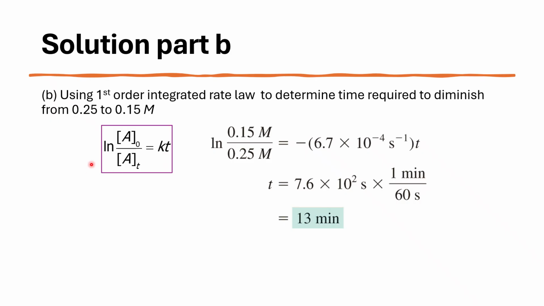The equation can be rearranged to look like this. The ln of concentration of A at time 0 over concentration of A at time t equals kt. We plug in all our numbers, including k here, and we find that it takes 13 minutes to get from 0.25 to 0.15. If we do a common sense check on our answer, a moment ago we said it's close to 9 minutes to get from 0.25 to 0.18. Now we're seeing, okay, 0.25 to 0.15 is 13 minutes. Everything in our garden is working.